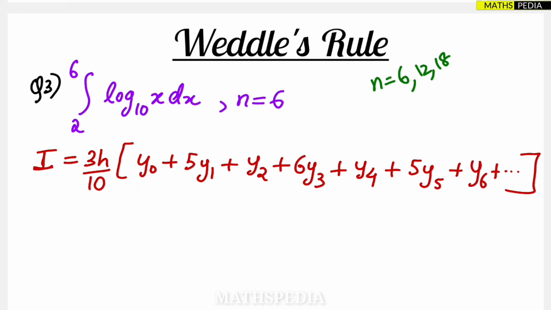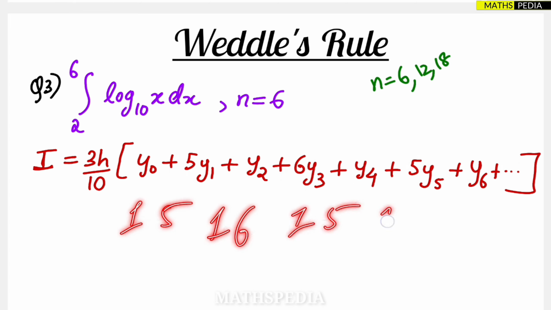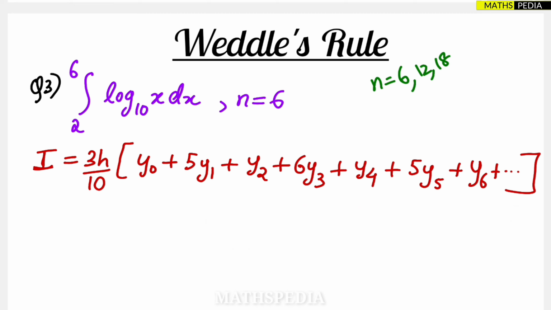Now after that, how to write the coefficients? 1, 5, 1, 6, 1, 5, 1, 6, like that. Or otherwise you remember 15, 16, 15, 16, and so on. Otherwise you can find your own way to remember the formula. Okay, now we have to find the value of h.